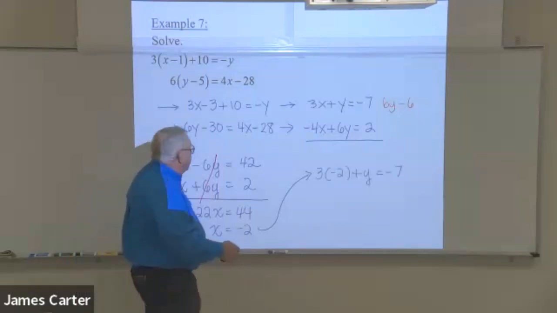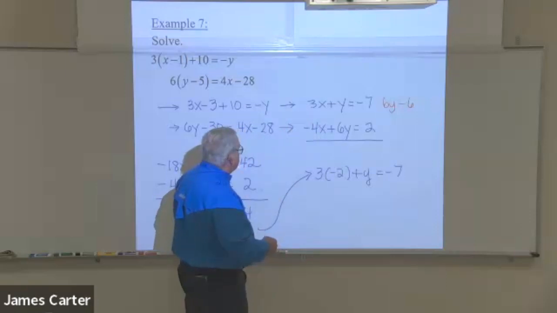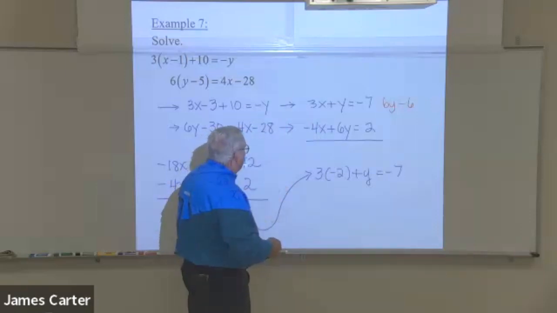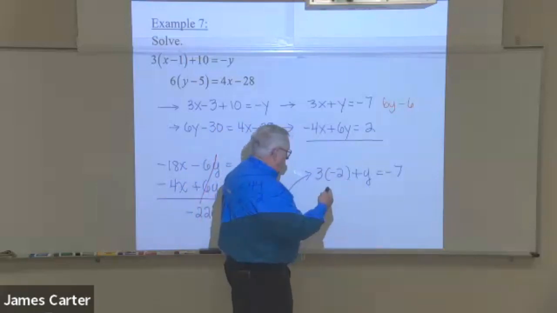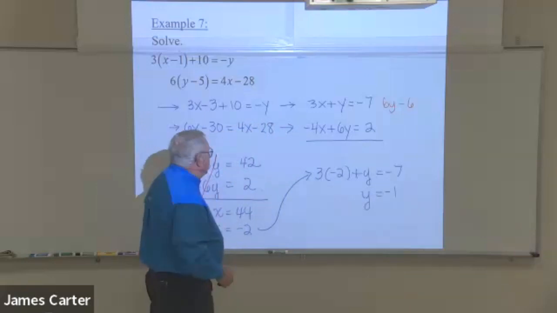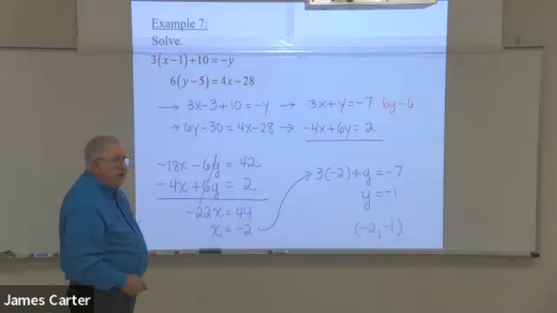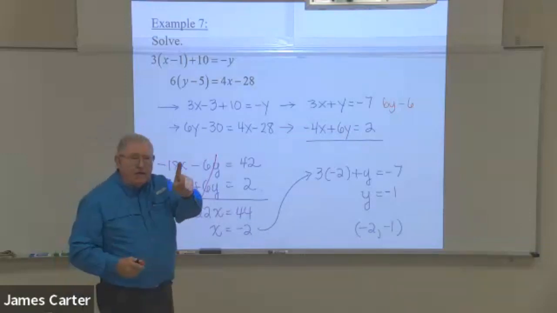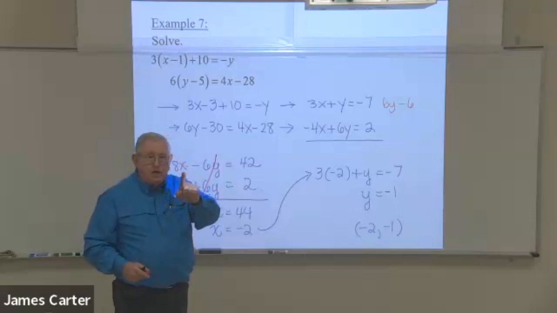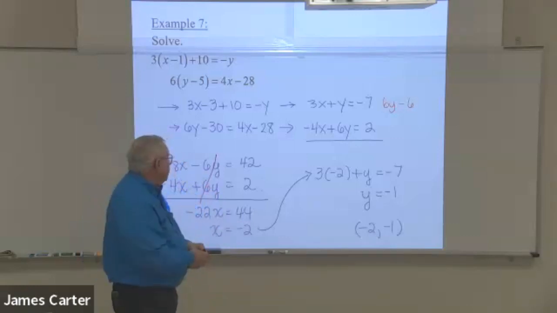So now we put the -2 into one of these simplified equations. Doesn't matter which one. So here's our x value of -2. We continue with that process, and we get y equals -1, leading to an ordered pair of -2, -1. That means we have a single point of intersection. They are consistent. They are also independent.